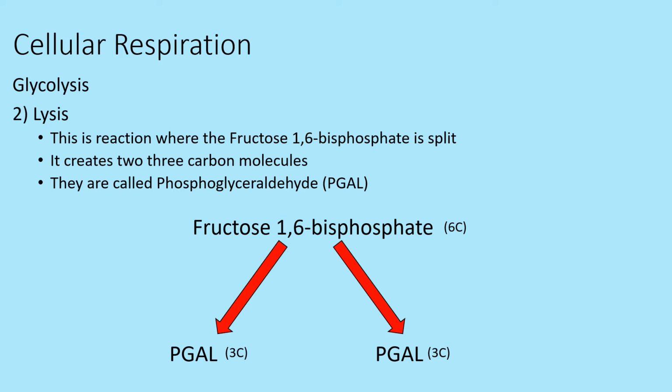The second process is lysis. Now lysis means to split. So our fructose 1,6-bisphosphate is split and creates 2 3-carbon molecules. Now one of the common names for these molecules is just triose, which just means 3 carbons, sugar. But they can also be called phosphoglyceraldehyde, which is PGAL for short, and I tend to use PGAL. So throughout this we will use the abbreviation PGAL. So we get 2 PGALs per fructose 1,6-bisphosphate.